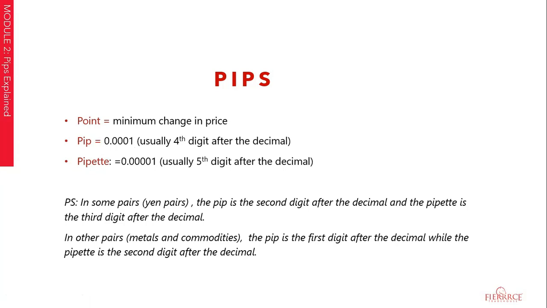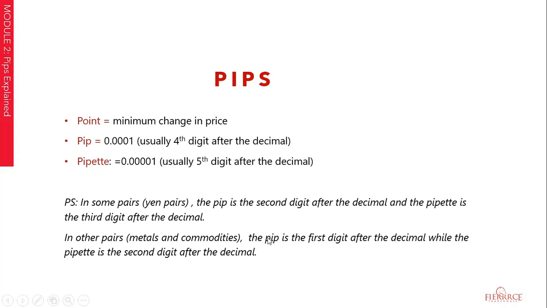Let me repeat that. In the yen pairs, because there are 3 digits after the decimal, unlike in the normal currency pairs where there are 4 digits and the 4th digit is the pip, and where there are 5 digits the last digit is the pipette, in the yen pairs the 3rd digit will be the pipette, and the 2nd digit will be the pip. Please write that down in your notes so that you don't forget.